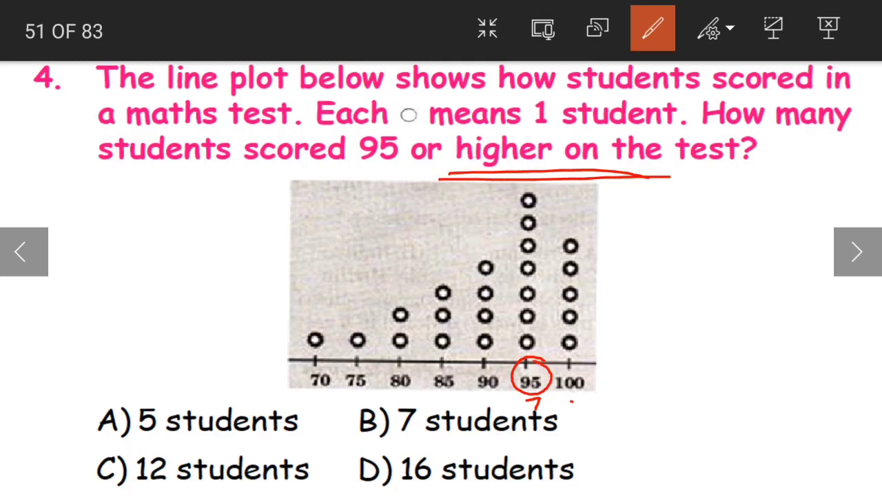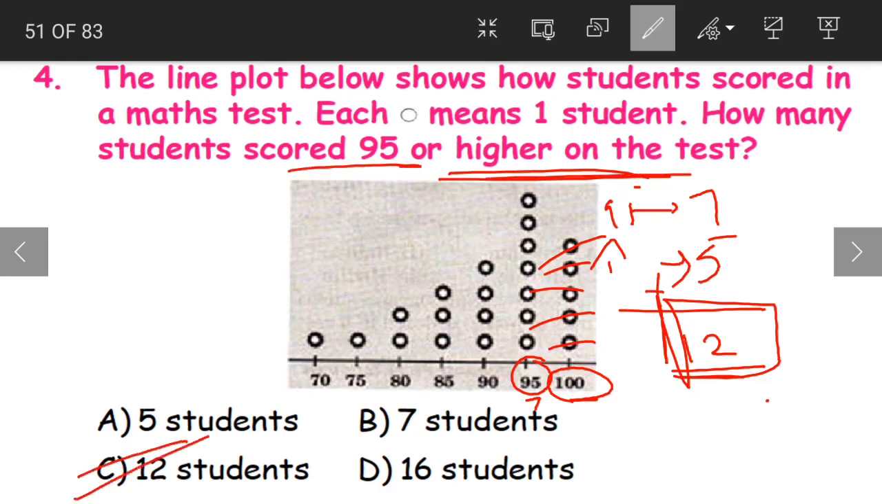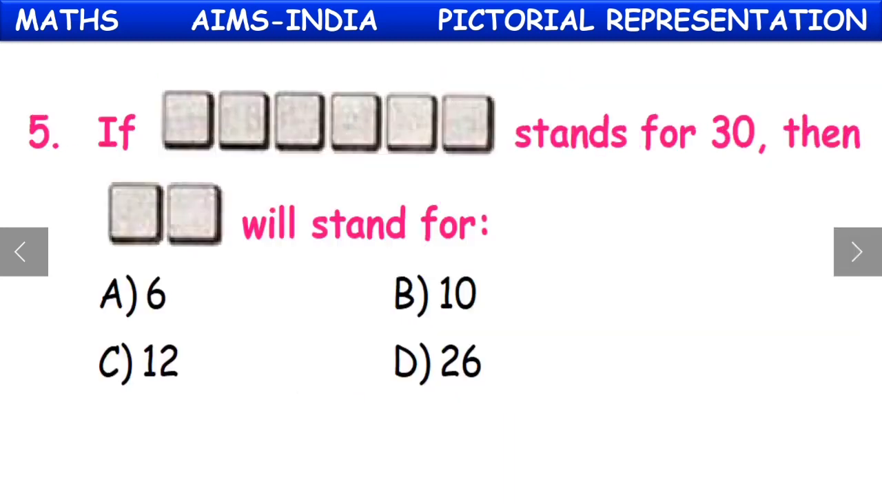Or higher. Now how many scored higher than 95? Higher than 95 is 100 marks. How many students scored 100? 1, 2, 3, 4, 5. So 7 students scored 95. 5 students scored higher. Now when we add these two, 7 plus 5 is equal to 12. So a total of 12 students have scored 95 marks or higher in the test. So option C becomes our correct answer.